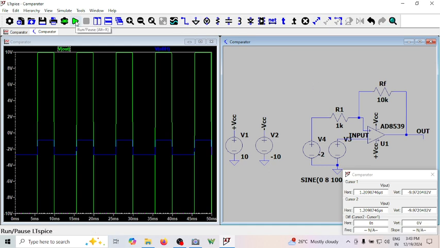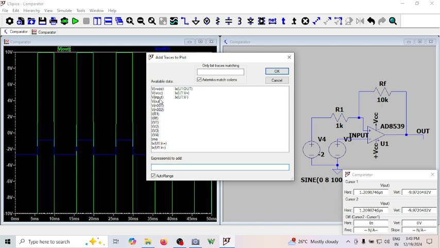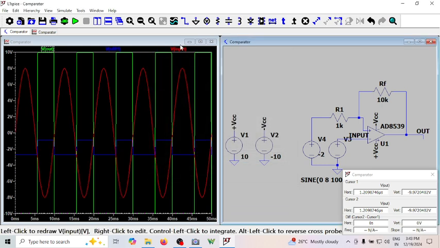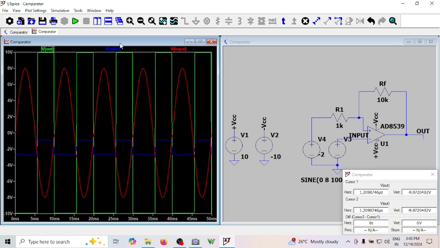When you name it as input, this node will be treated as input. If I run it now and I want to see the input, go to add traces. Can you see there is something like V input? This is your input. You have a precise name for that input, so you will not have any confusion. So I will remove this.